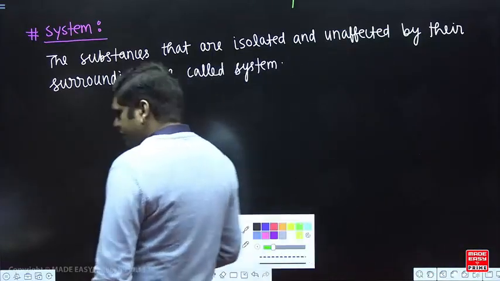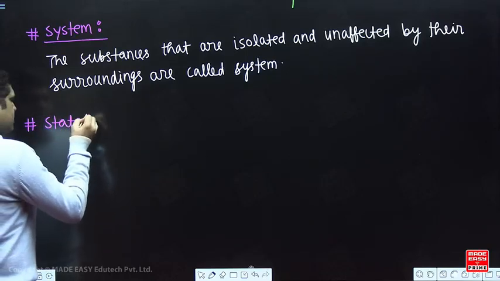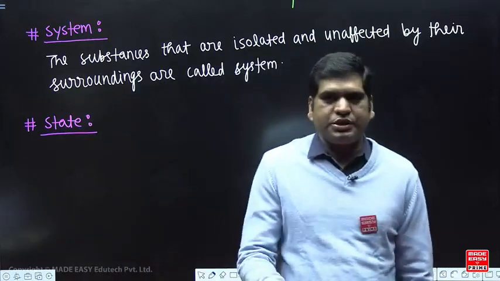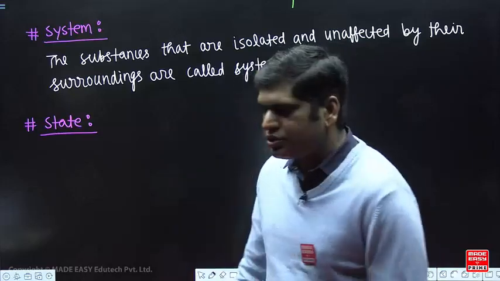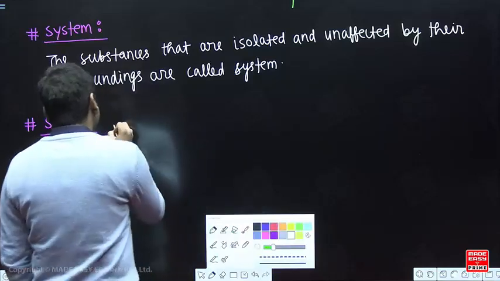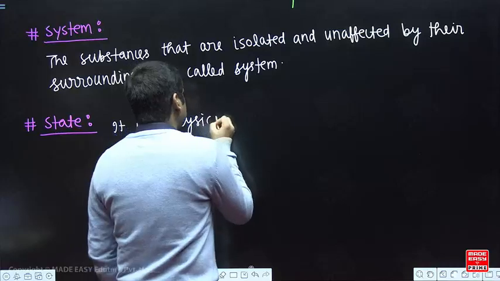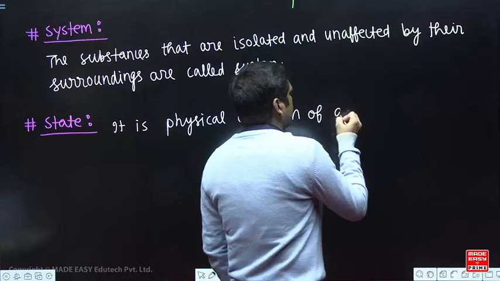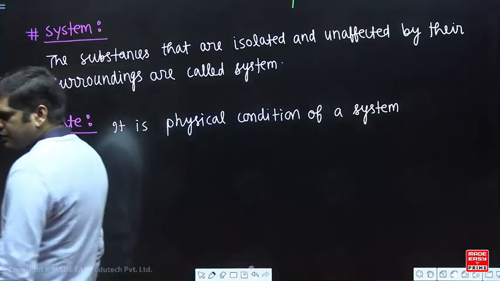Next, after system, next definition is state. On a given condition of temperature and pressure, what is the physical condition of the material, whether it is solid, liquid, or gas, or it is in mixture, that is known as its state. So we can say that it is physical condition of a system.